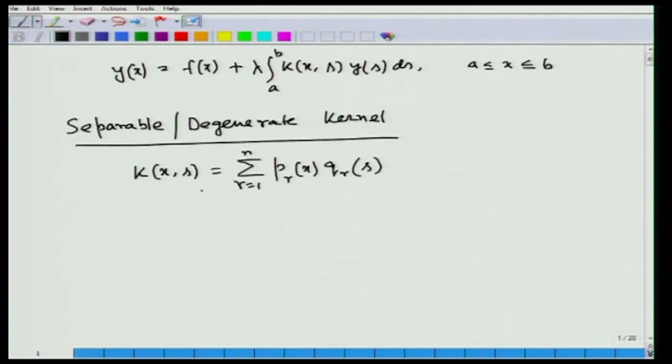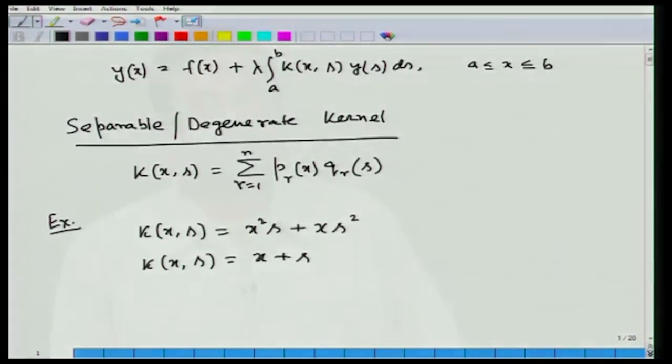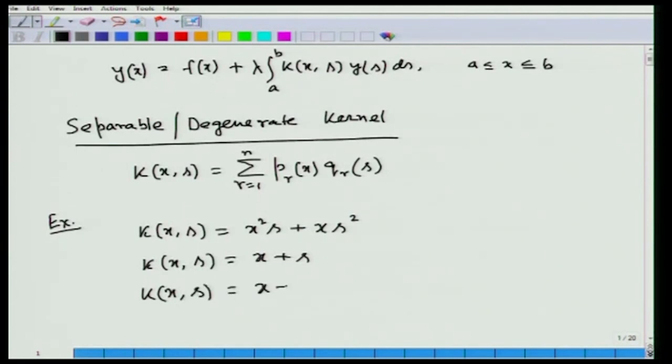So, that means the kernel can be expressed as a finite sum of products of functions of x and s. So, let us take some specific examples of such type of kernel. For example, k(x, s) equals x squared s plus x squared. Secondly, k(x, s) equals x plus s. Also, in the case of the Volterra integral equation, where the Laplace transform method was used, we considered this type of kernel, that is, x minus s. This is also a separable or degenerate kernel. And other examples are k(x, s) equals, for example, x squared plus x s plus s squared. So, these are some examples of separable or degenerate kernels.